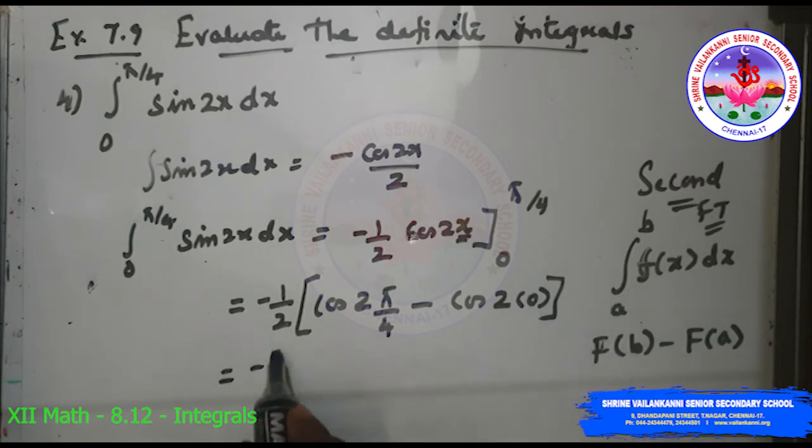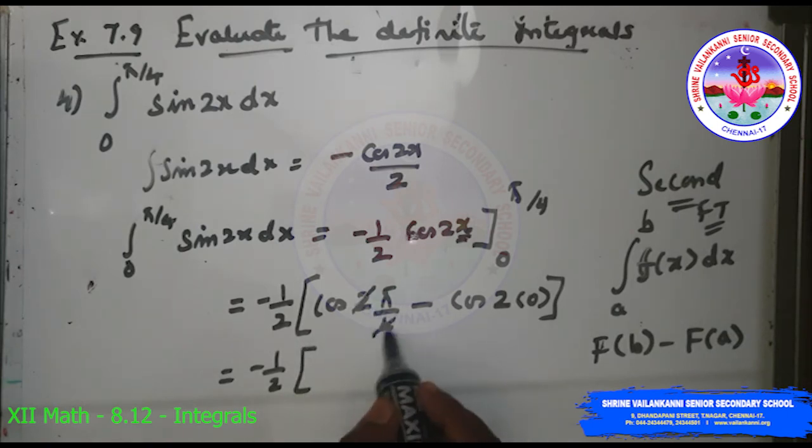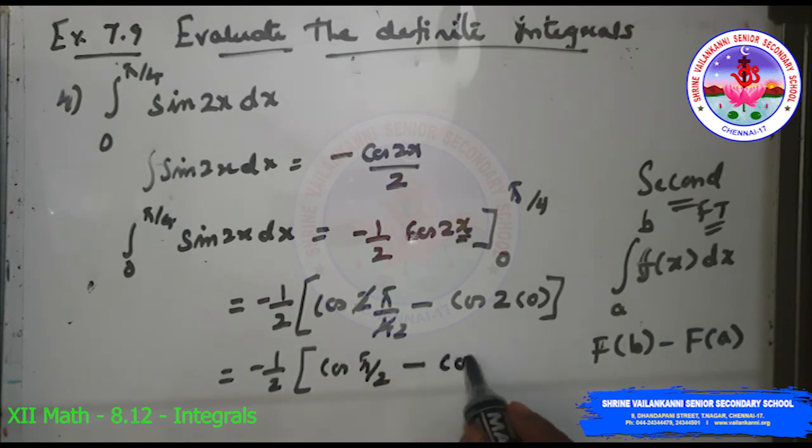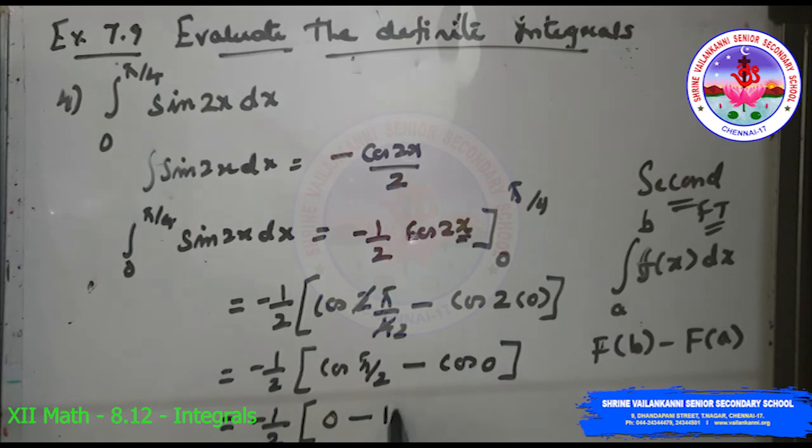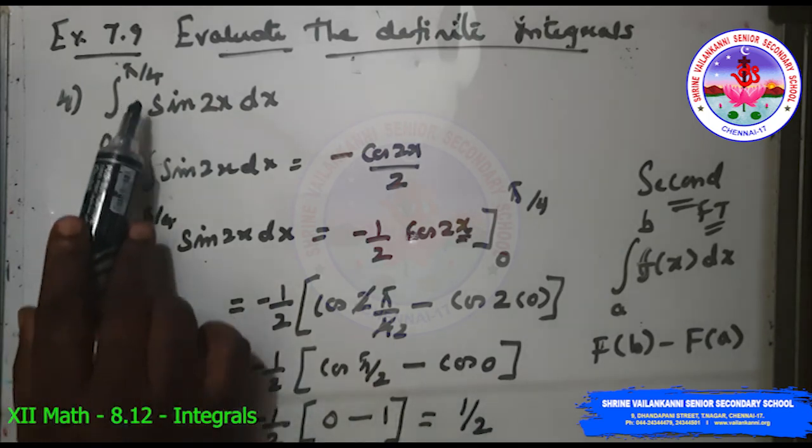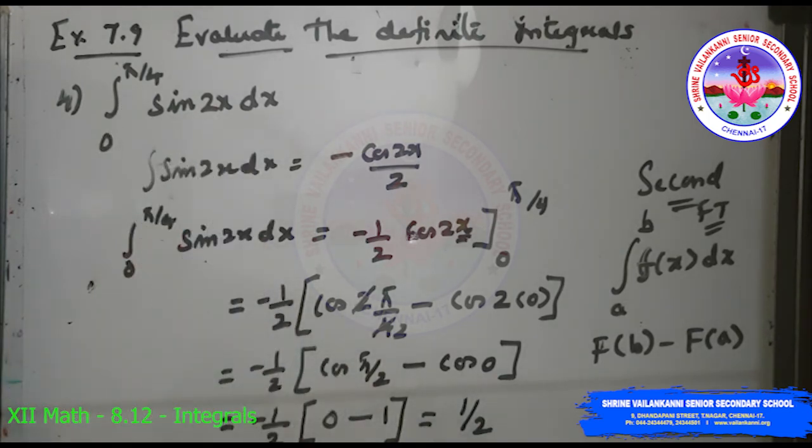So which is equal to minus half of, so cancelling 2 and 4, so cos pi by 2 minus cos 0, which is equal to minus half. Cos 90 is 0 and cos 0 is 1, which is equal to minus half into minus 1 is plus half. So integral of 0 to pi by 4 sine 2x dx is half.